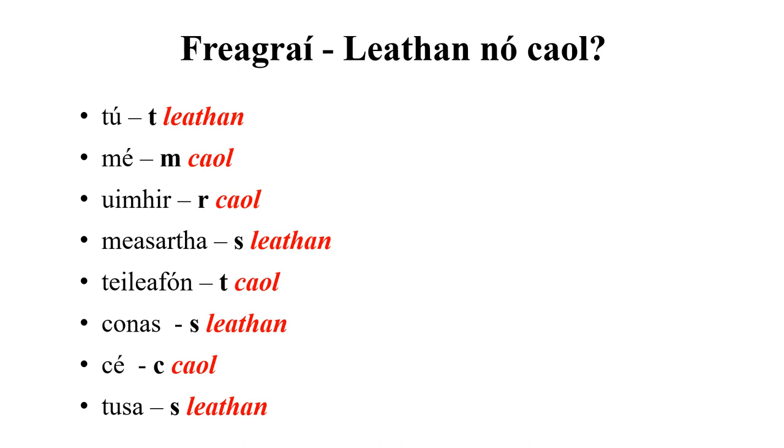T-U fada, T leathan, a broad T. M-É fada, M is slender, M caol. Iver, R caol, slender R. Máthair, S leathan, broad S. Telephone, T caol, slender T. Conas, S leathan, broad S. K, C caol, slender C. Tusa, S leathan.